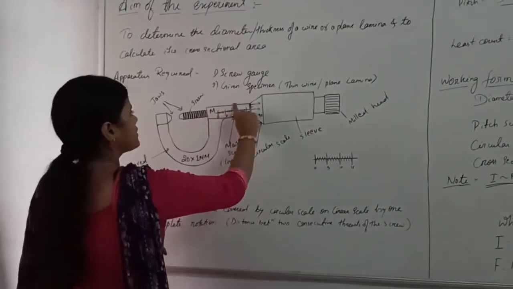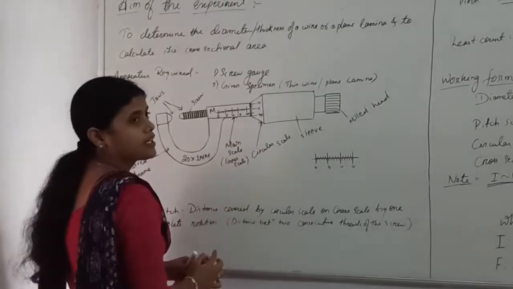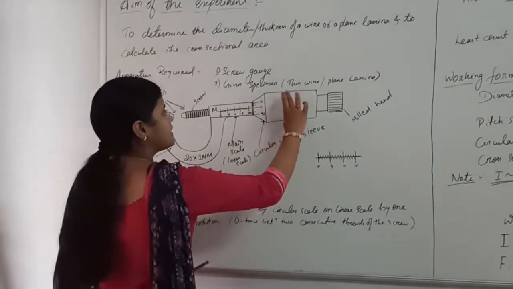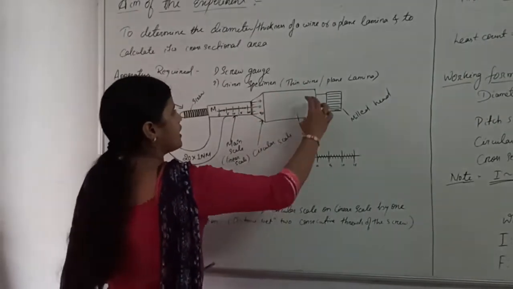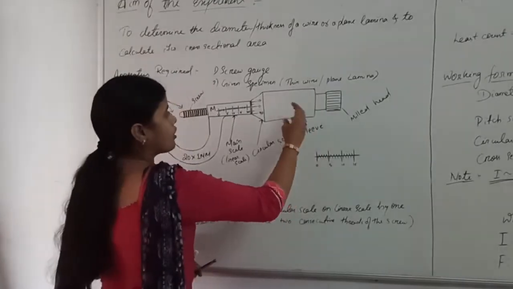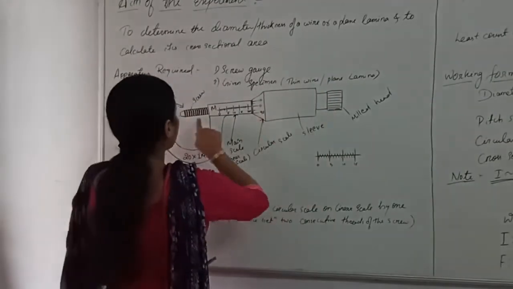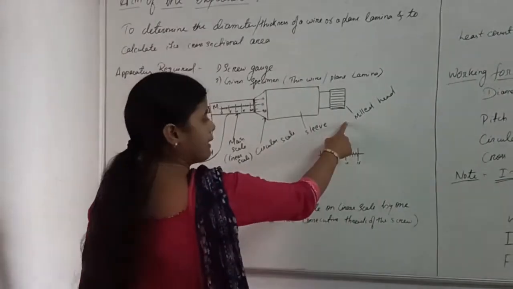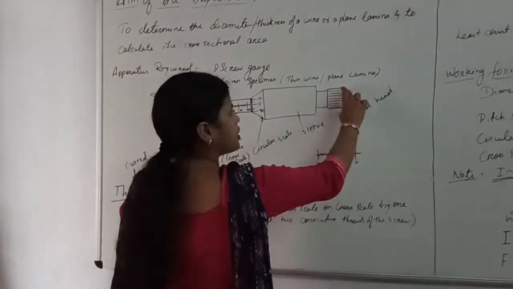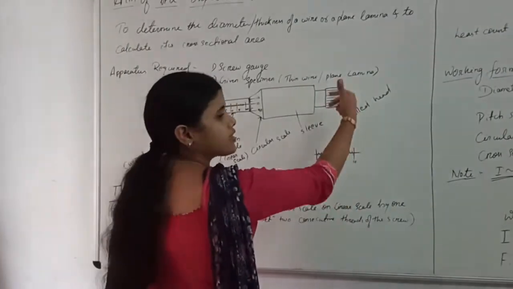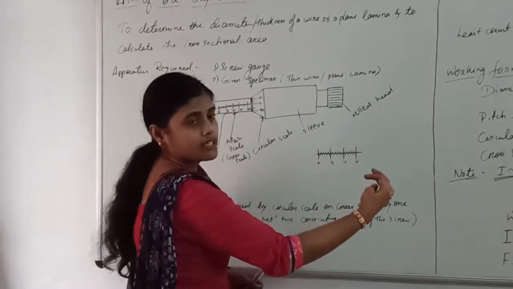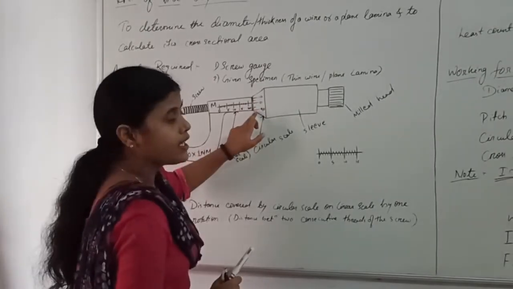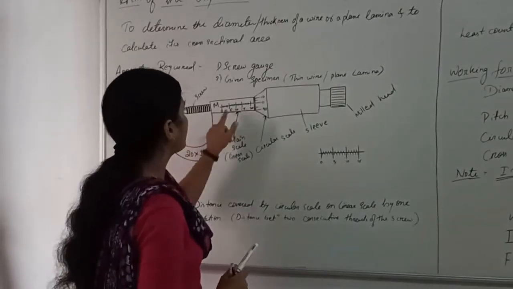This is the main scale, also called the linear scale, with spacing like our normal scale. This is the sleeve, and this is the circular scale. The circular scale is attached to the sleeve, and when we move the sleeve, the screw will also move. This is the milled head. By holding this, you have to rotate either in the clockwise or anti-clockwise direction. Some divisions are shown on the circular scale, and some divisions are also on the main scale.